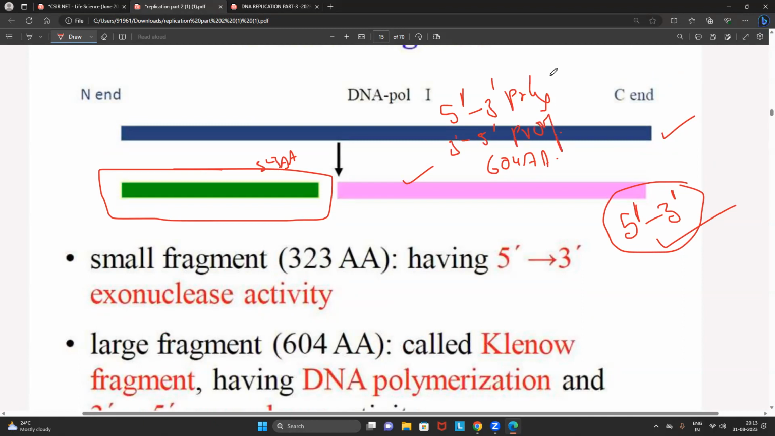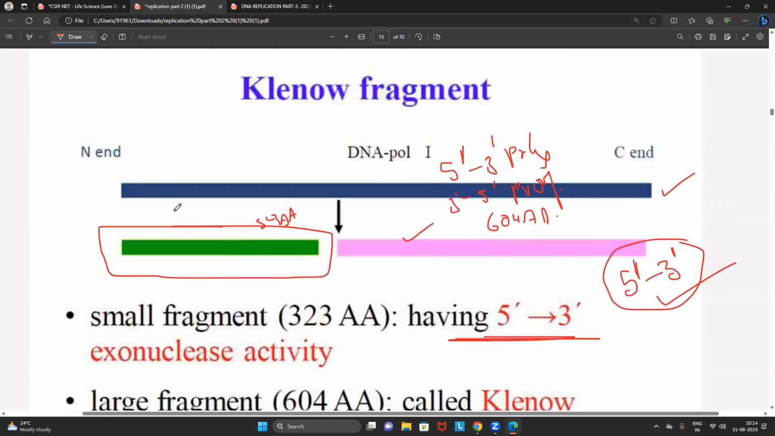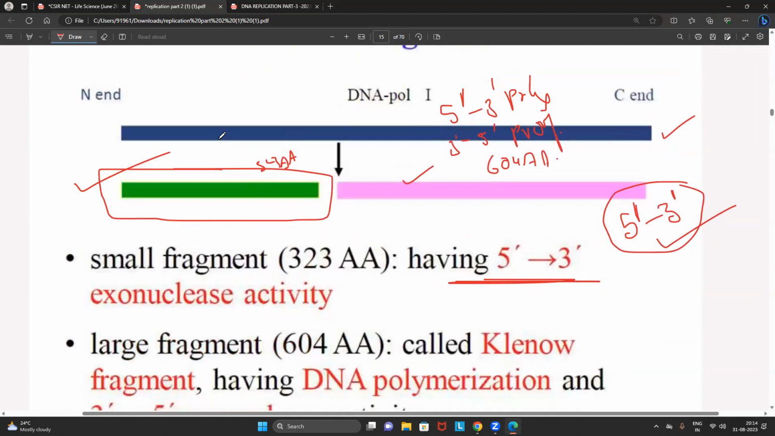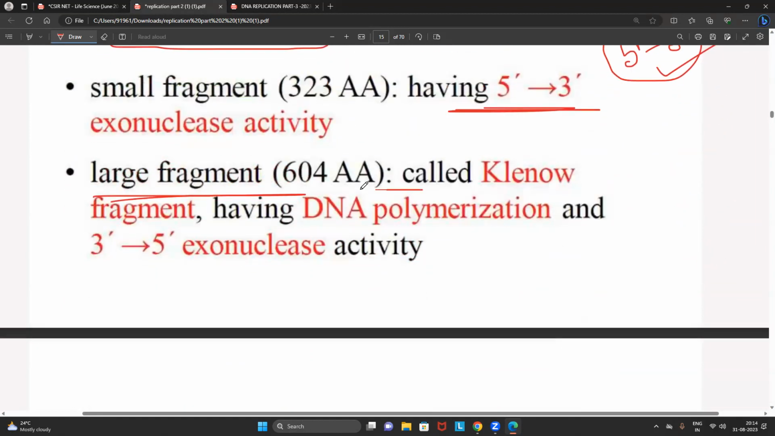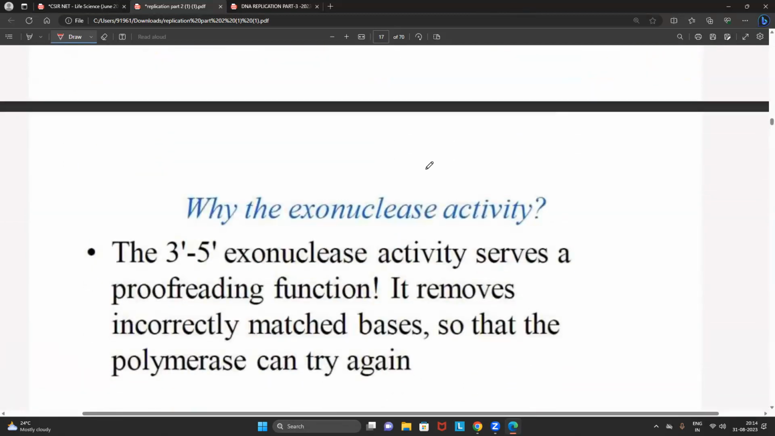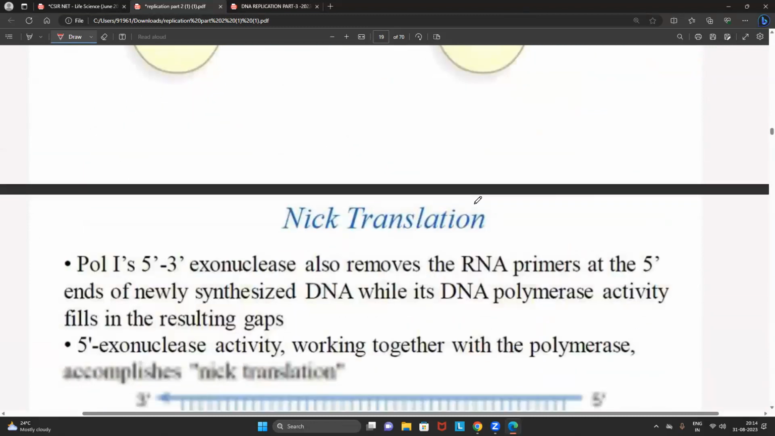Most students think the small fragment is performing the extra function, so that's why it is called the Klenow fragment. Actually, this is not the Klenow fragment. The large fragment is called the Klenow fragment, which does polymerization in the 5' to 3' direction and proofreading in the 3' to 5' direction. Please don't get confused with that point. I have already told you in the last class why we require proofreading.